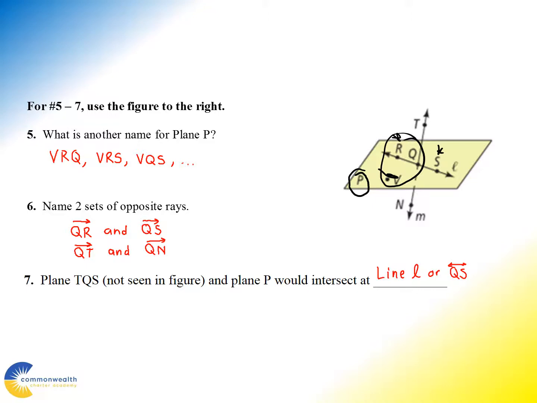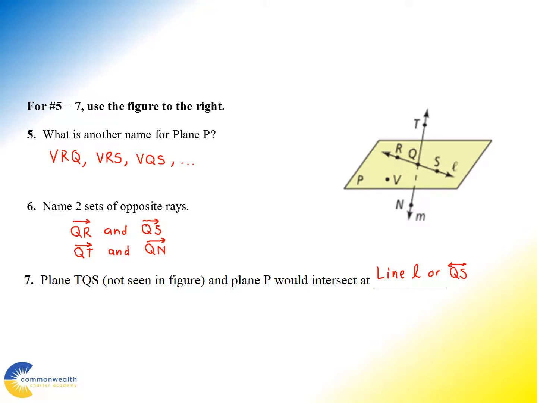Line VQ, I say VQS. There's different things I can name. Some of the letters could be rearranged a bit, but I could say RSV, that kind of stuff. So there's different names I could give it, but as long as you're using three non-collinear points to name it, that is sufficient.